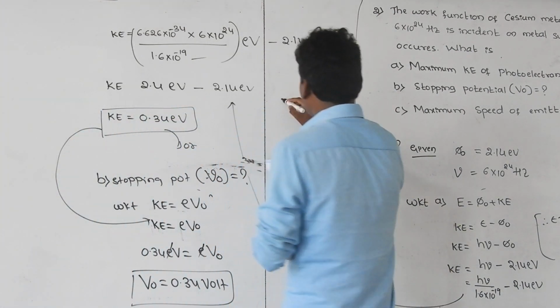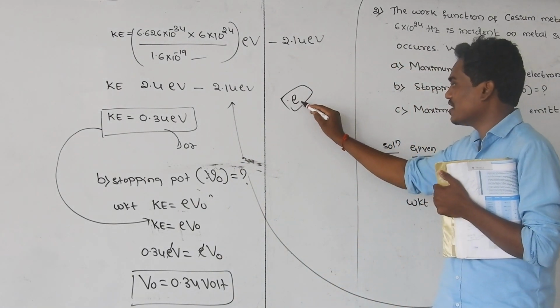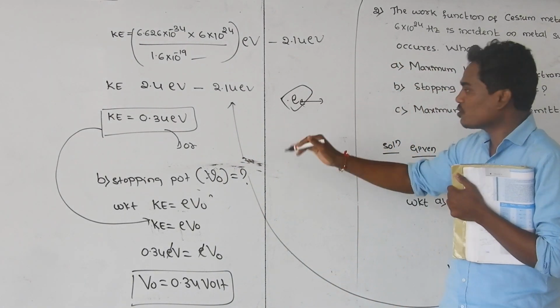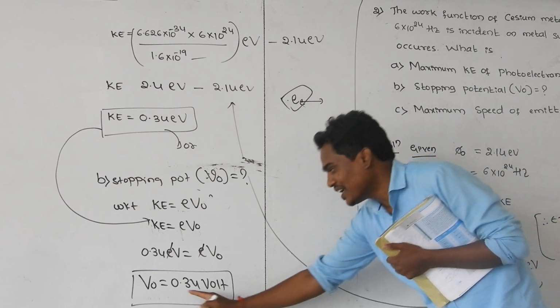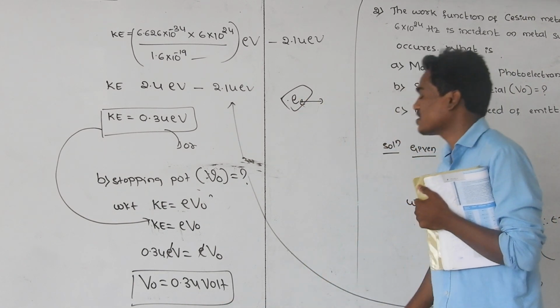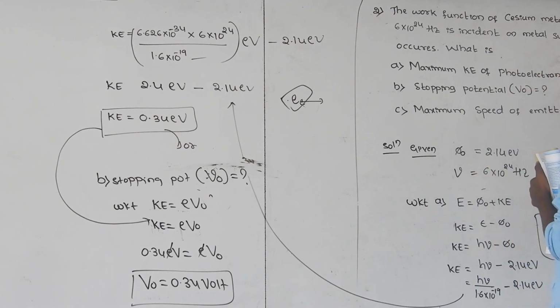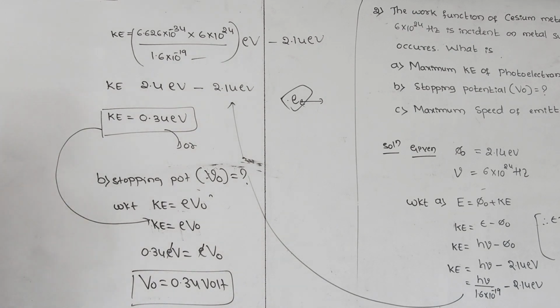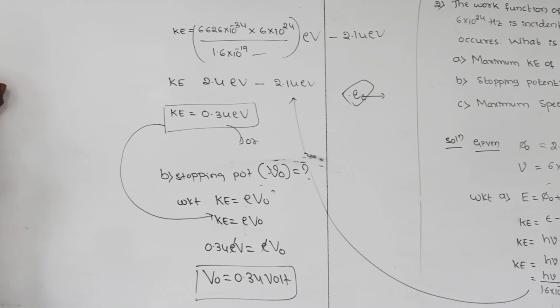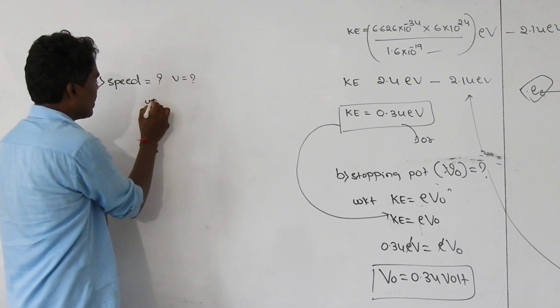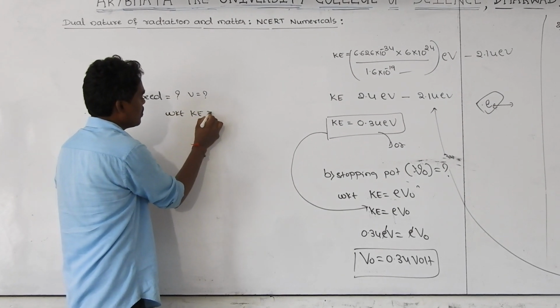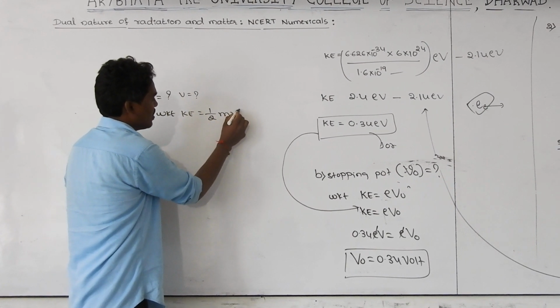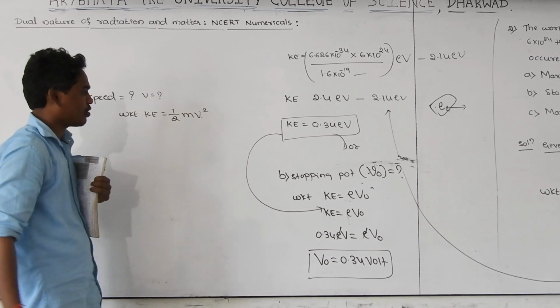Whenever an electron from the cesium metal is coming out, in order to stop this ejection, you need to apply this much potential. And this is the second one. And what is the third one? Maximum speed of the emitted electron. You have to find out the velocity of that emitted electron. Speed can be written as V, and we know that kinetic energy is equal to 1 by 2 mv square. V means the speed of the electron.